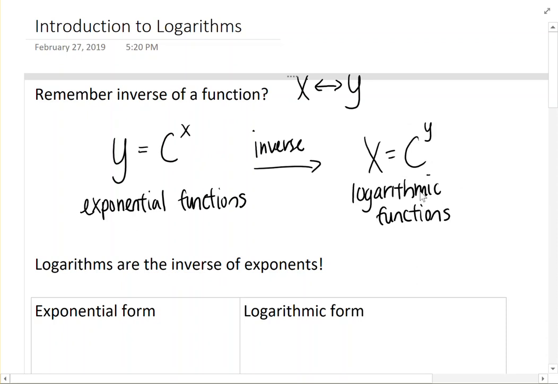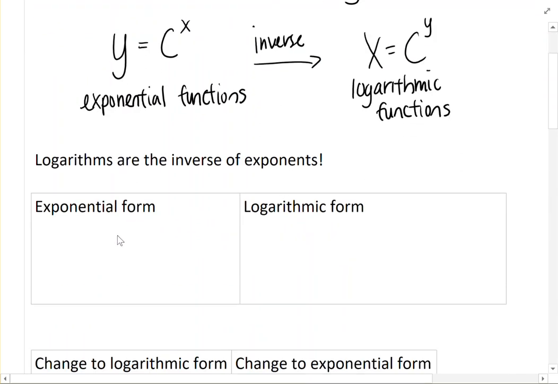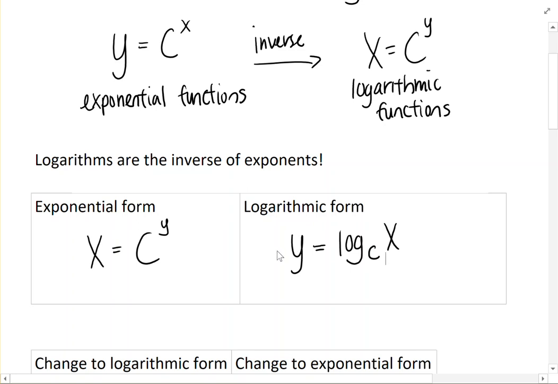So when it comes to logarithmic functions, there are two forms that they're written in. One is the exponential form, which is basically what we've written here. That's just when you have x equals c to the y. Another form is called logarithmic form. We're still going to use these same terms, except they're rearranged slightly differently. So instead, we'll have y equals log base c of x. So c, x, and y still have the same meaning, except they're arranged in a different way.